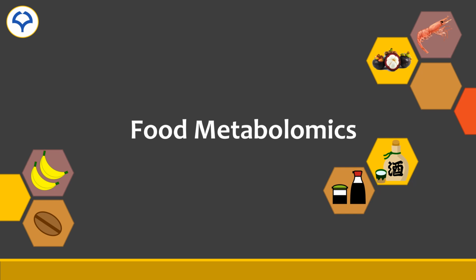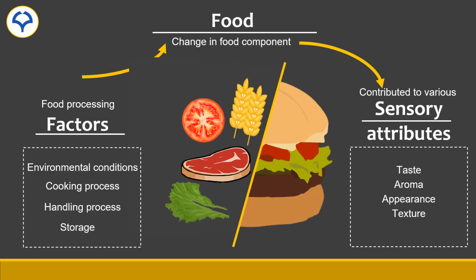Now, I would like to explain one of the research topics in our laboratory, food metabolomics. From raw materials to becoming food that we eat, food goes through many processing steps. These steps, such as storage and cooking process, can affect food components that ultimately reflect on differences in sensory attributes and perceived food quality for consumers.